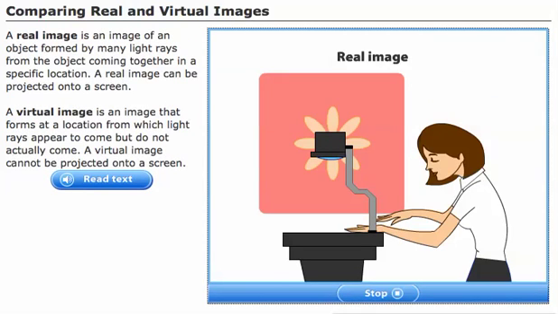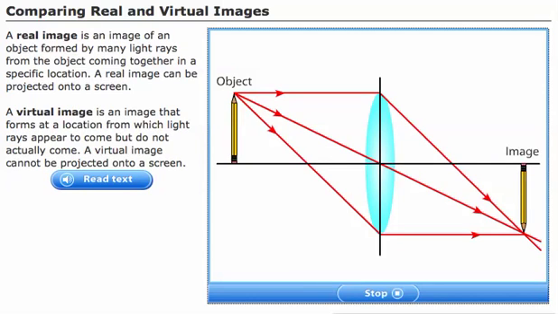When you go to the movies or when your teacher uses an overhead projector, the image that is being projected onto the screen is called a real image. Real images are formed due to the special properties of the lens or mirror used to create them.